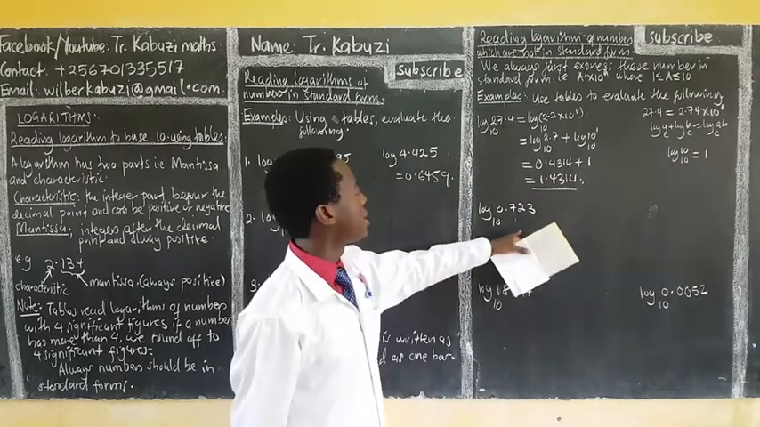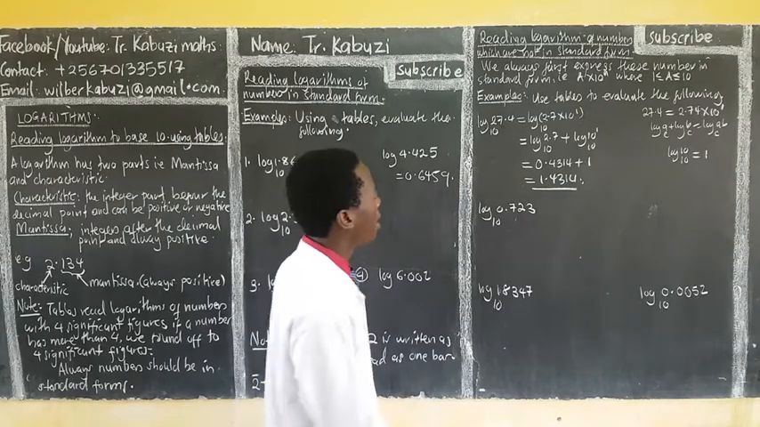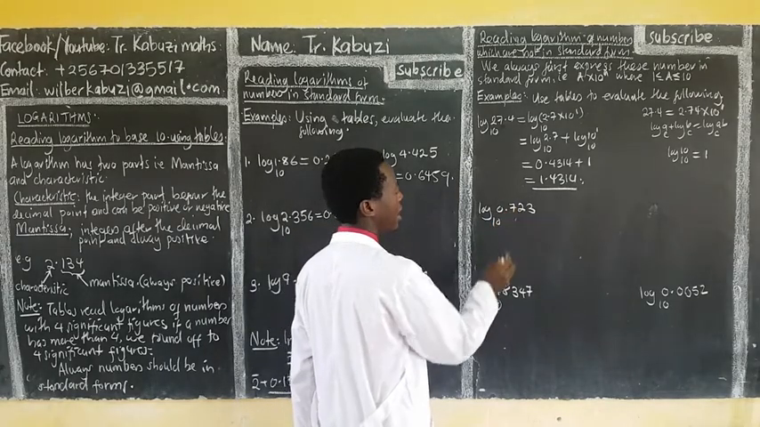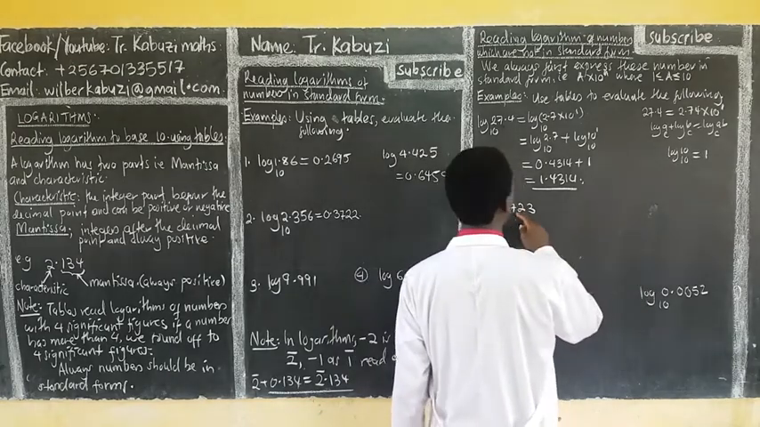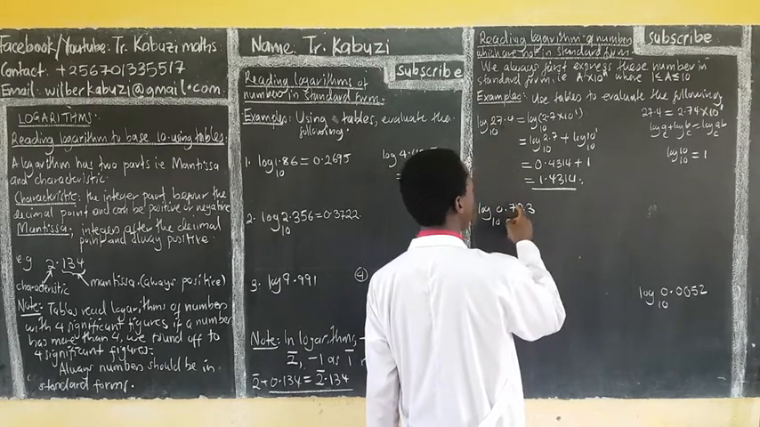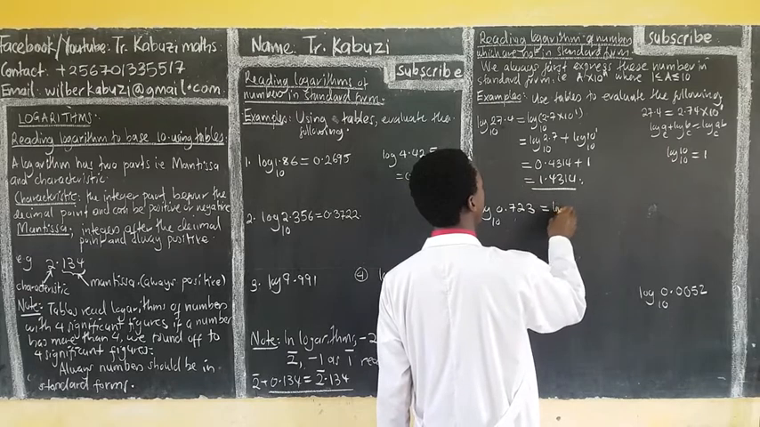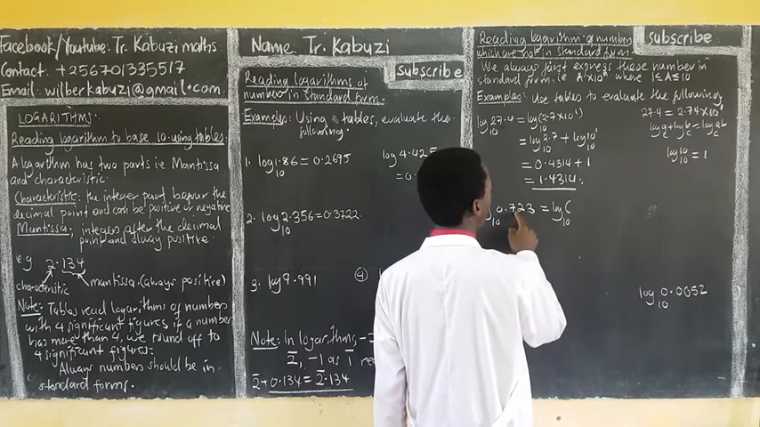When you come to this, you see that it's not in the standard form. We need now to shift this decimal point here. So this will be now log, this one we shift it so that this one comes here, it will be the same as log 10.